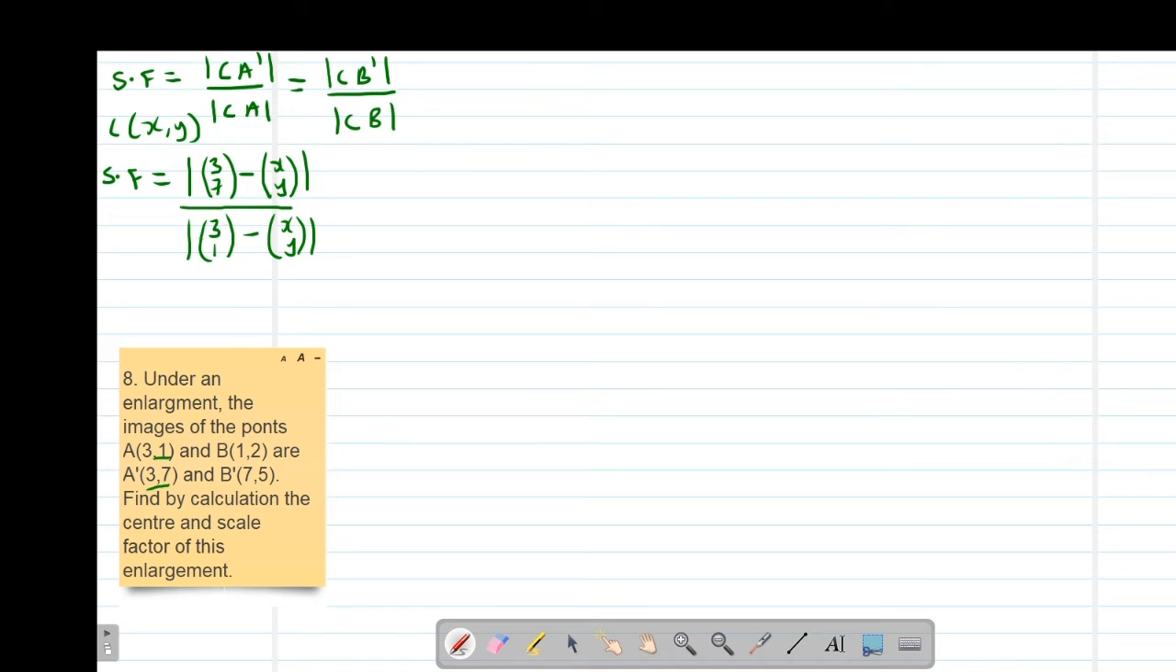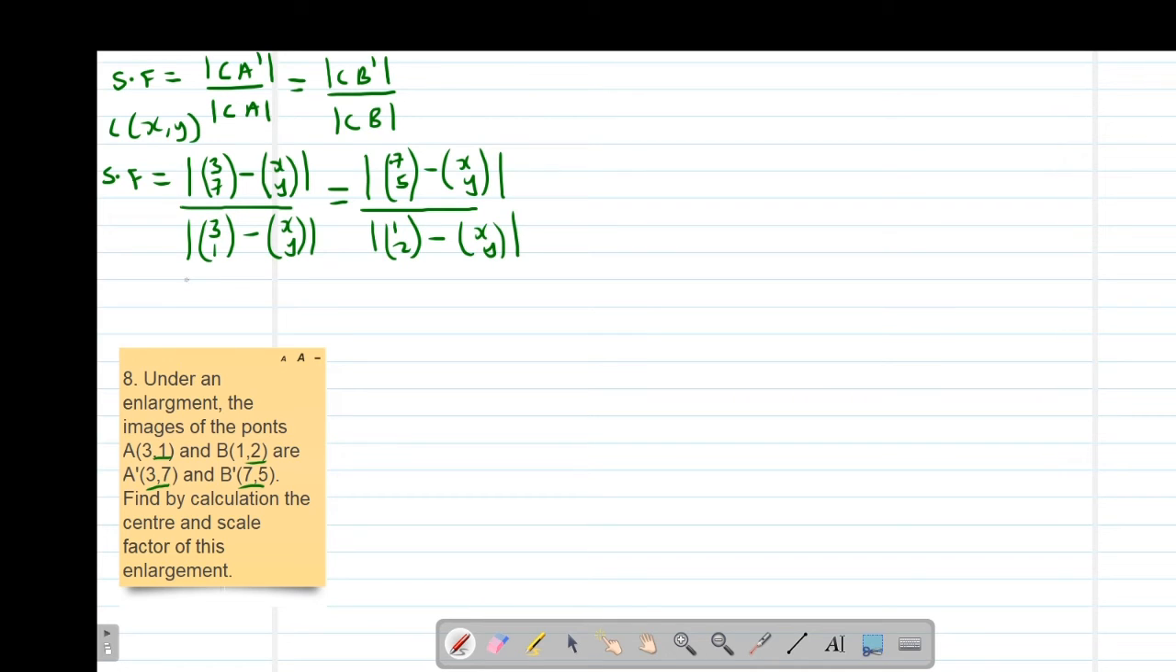Then of course these two should be equal to the same case for point B. So B prime, our B prime is (7, 5). So (7, 5), then you subtract the center, which is (x, y). Then you divide with point B. Point B we are given as (1, 2). So this will be the magnitude of (1, 2), then you subtract the center, which is (x, y). So this one should give you the scale factor of enlargement.